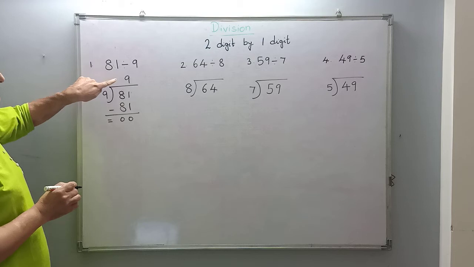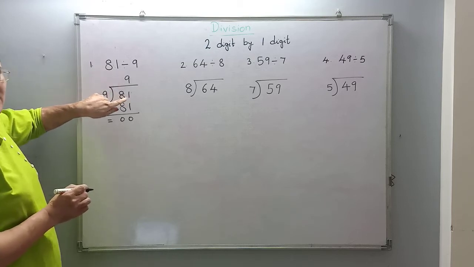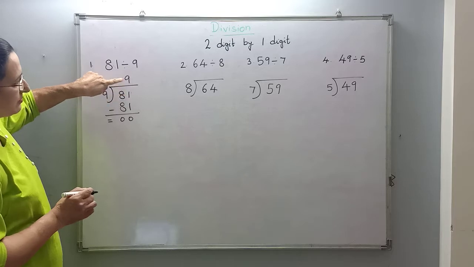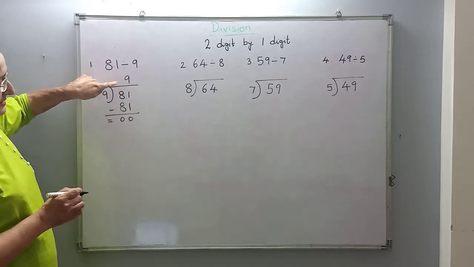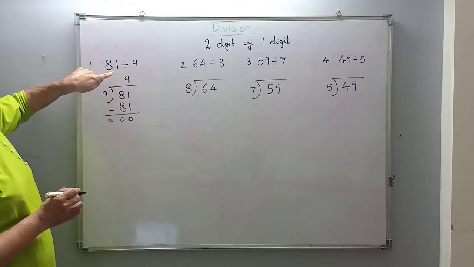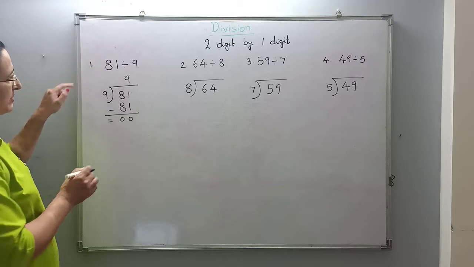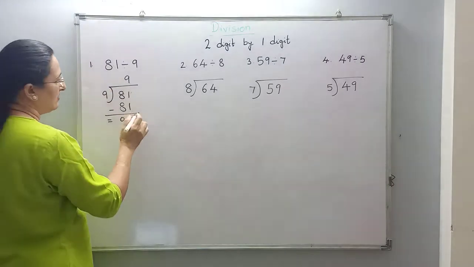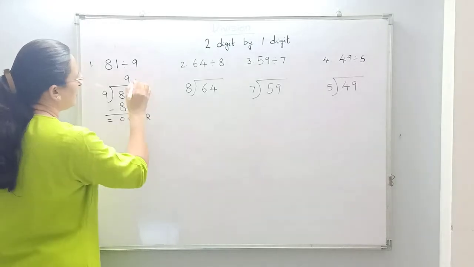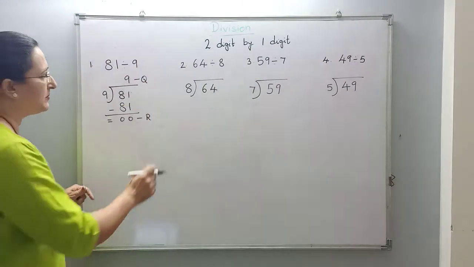Please see where I have written the quotient. When you are dividing two numbers together, the quotient should always be written in ones place. You will not write 9 in tens place, that is above 8. You cannot write that. You have to write it in ones place because we are dividing 81 together. That is why. So here we have got 9 as quotient and 0 as remainder.